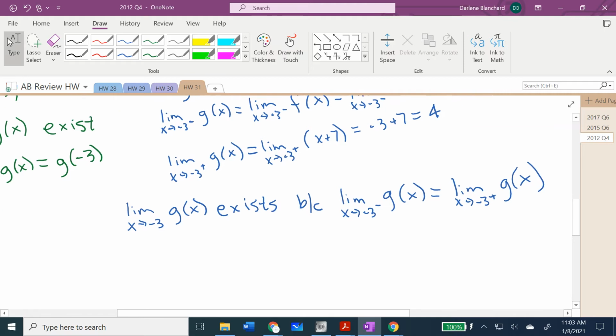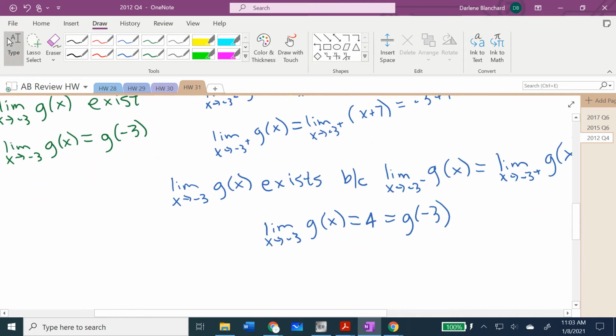And all you have to say is that the limit as x approaches negative 3 of g of x is equal to 4, and 4 is equal to g of negative 3, and therefore this is continuous. Thus, g is continuous at x equals negative 3.